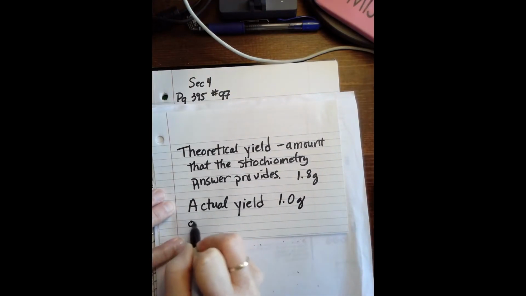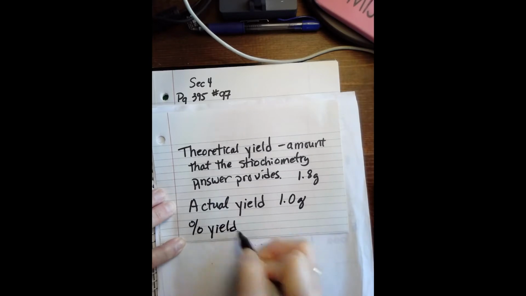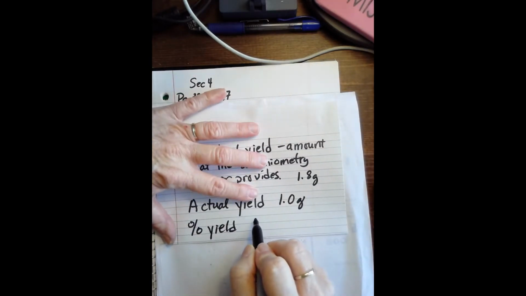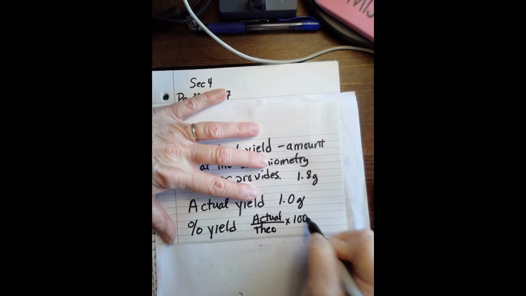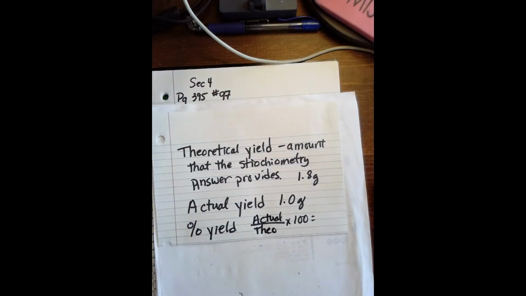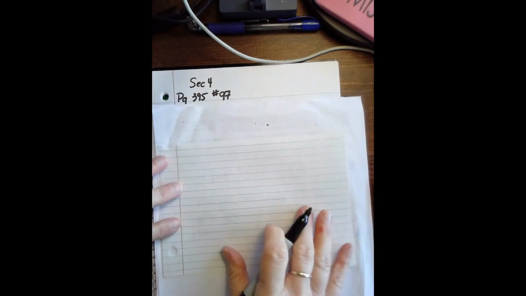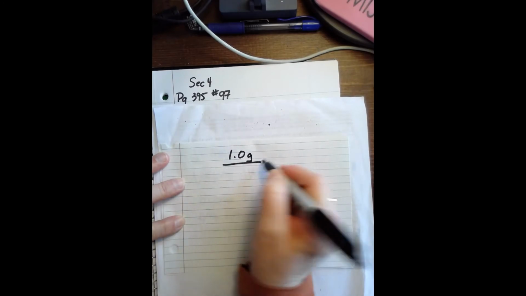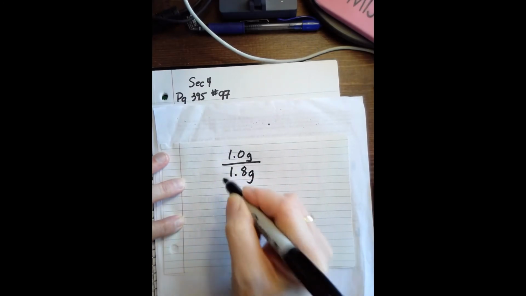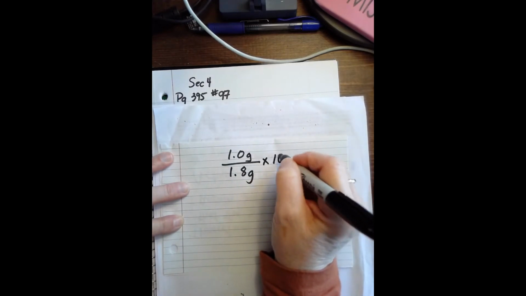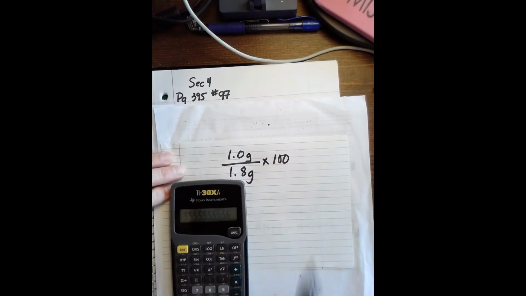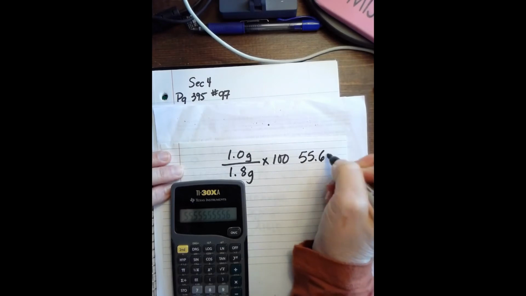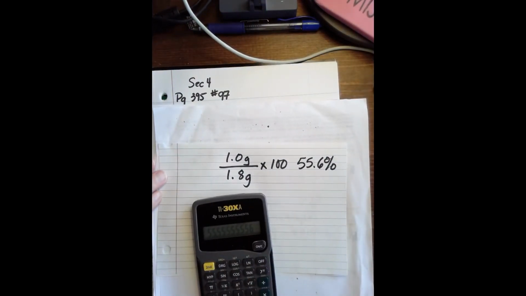And then this is where we get percent yield. Percent yield means take the actual, divide it by the theoretical, multiply by 100, and that gets us percent yield. So in this case, the actual yield was 1 gram. Stoichiometry told us that the theoretical yield should be 1.8, but something went wrong. And then we multiply that by 100 to get our percent, add the percent sign. So 1 divided by 1.8 times 100. This means that I have a 55.6% yield. That's crappy. That's not good.